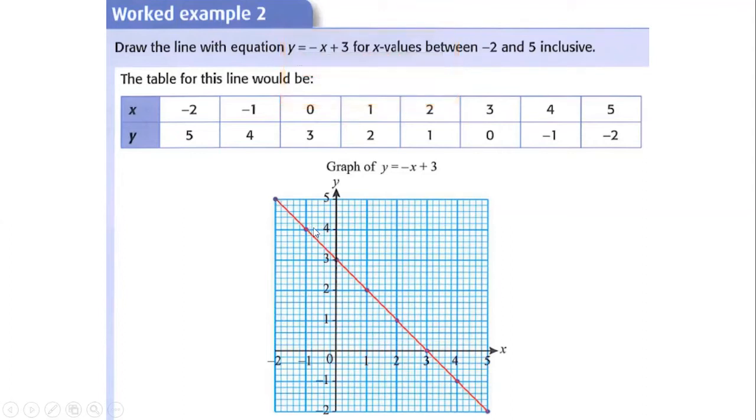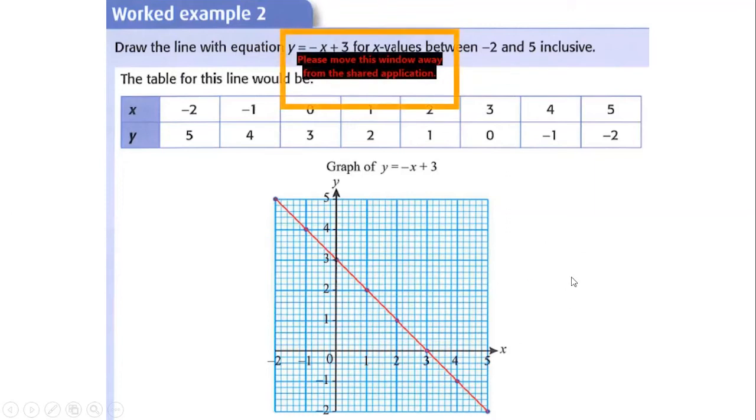Minus 1, 4. That is the point. 0, 3. That is the point. 1, 2. That is the point. So, after finding all the points, just join them with this line, which will be a straight line again. Always, that line is a straight line. Okay.